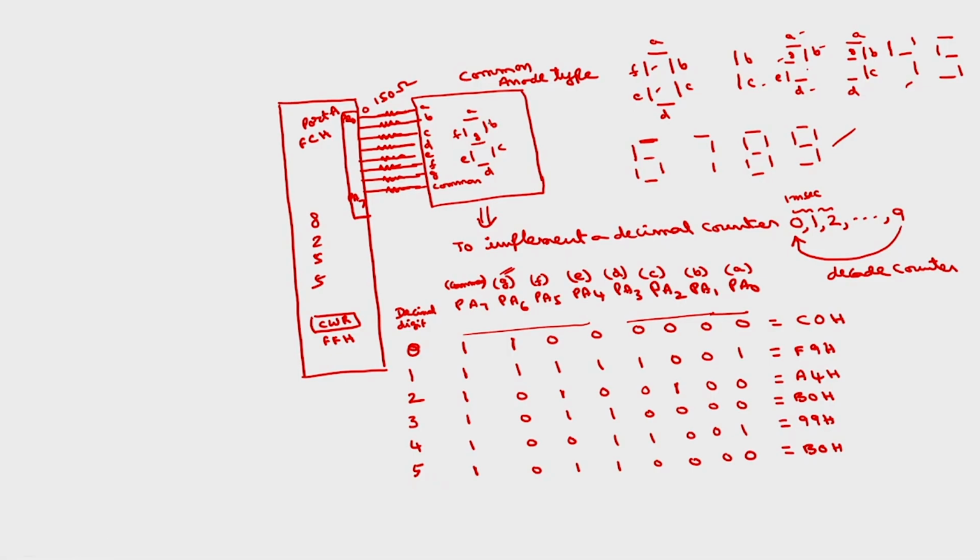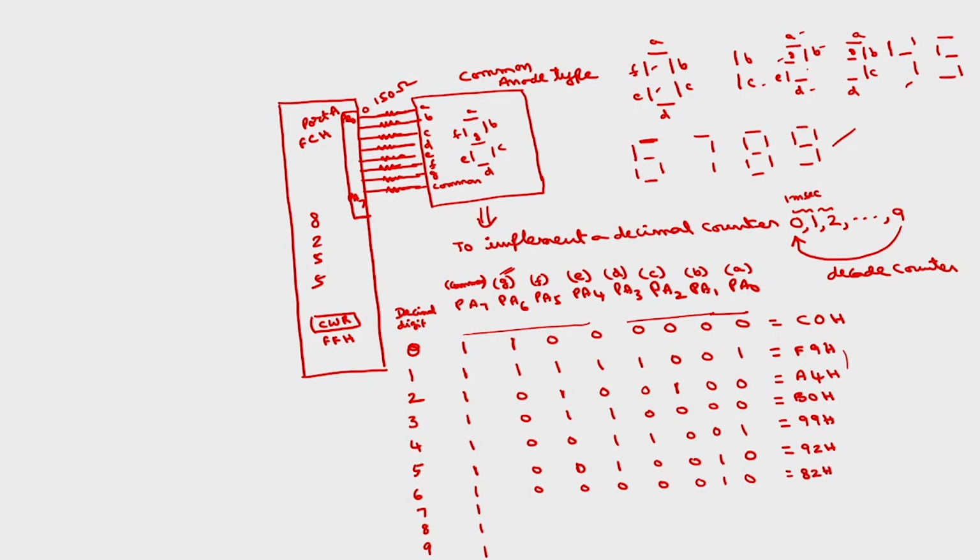5 will be 1 2 3 except B and E. So, B should be 1. So, this will be 92H, because these should be all distinct. Similarly, 7 6 7 8 9, this will be always 1 only. 6 is except B, remaining all has to be zeros. So, this will be 82H.